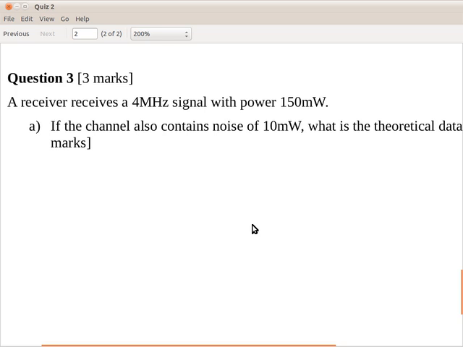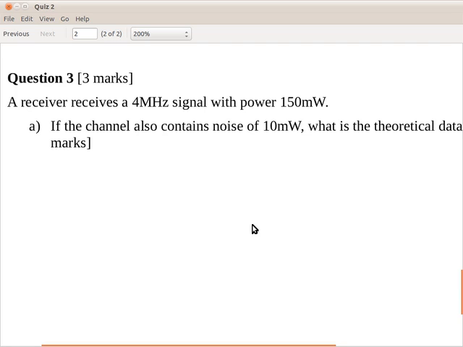What equation are we going to use? Shannon's equation? SNR. B is, in this case, we assume a 4 megahertz bandwidth signal, 4 by 10 to the 6 hertz. SNR is signal to noise ratio. It's the signal power divided by the noise power, a ratio of the two.